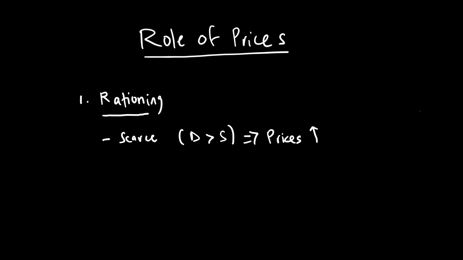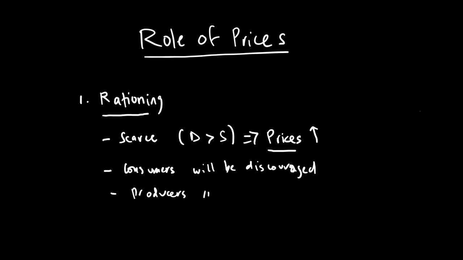The effect of such a price rise will be that some consumers will be discouraged from consuming that good. So with a rise in price where demand is exceeding supply, consumers will be discouraged. Why? Because the price is going up. But at the same time, because the price is going up, producers will be encouraged to produce more of that good. So price is playing two kinds of role.